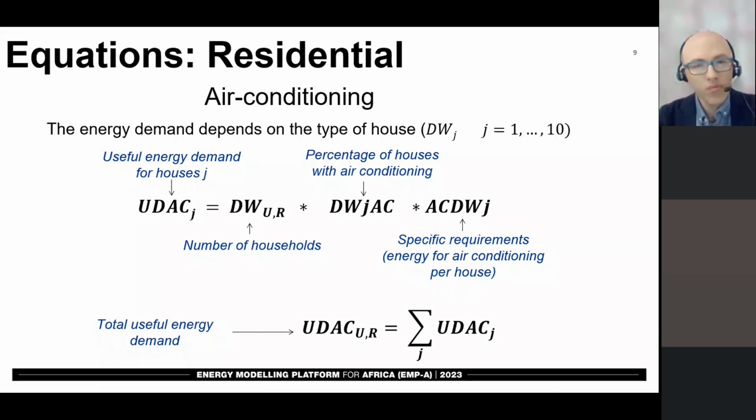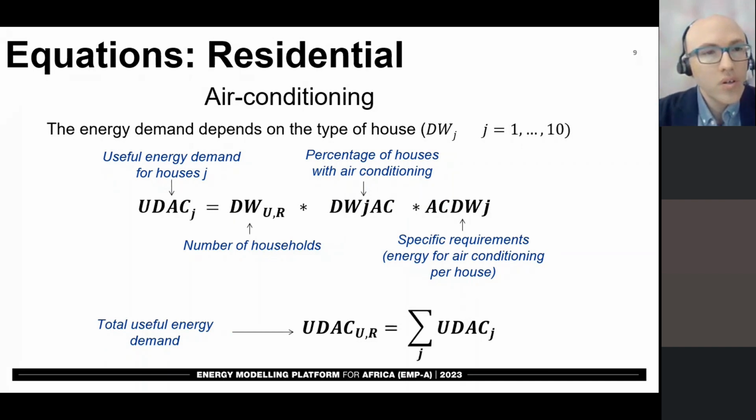This is given for each type of houses, and the total useful energy demand will be, after the aggregation, the sum of all the useful energy demand for all the types of houses.